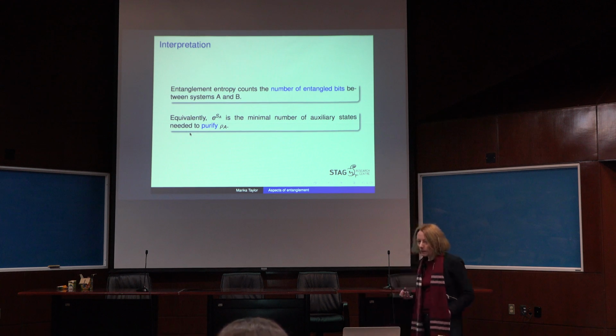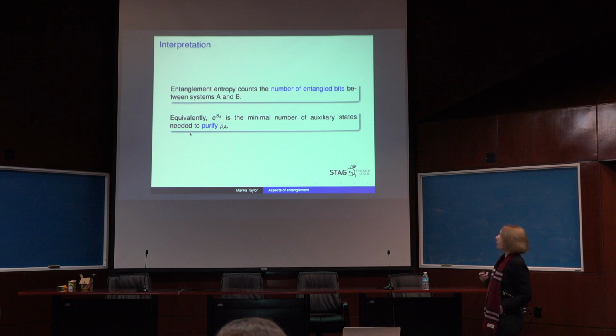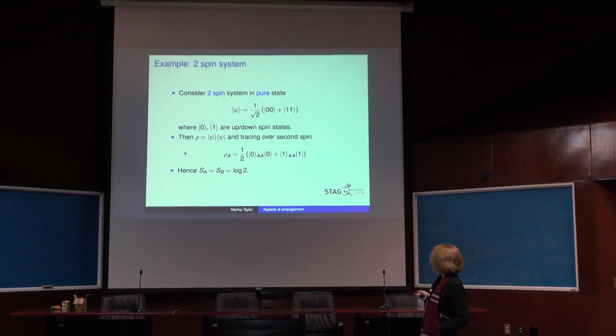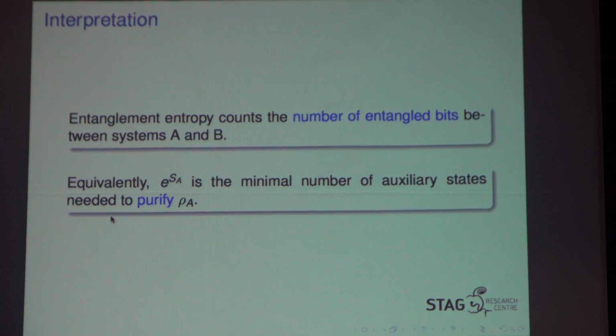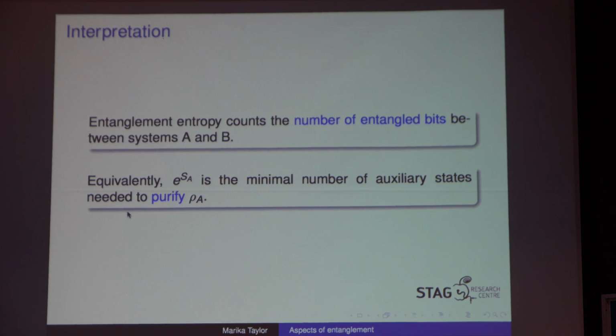The significance of log 2 is in terms of the physical interpretation. The entanglement entropy is essentially counting the number of entangled bits between the two systems, A and B. Another way of saying this is that if you take the entanglement entropy and exponentiate it, that's the minimal number of auxiliary states you need to purify your density matrix. In the case at hand, we exponentiate log 2, we get 2. So the minimal number of auxiliary states that we need to purify rho A is 2, but that's exactly what we started from, right? So we started with that. If one wants to think about the interpretation of entanglement entropy, it's really these two things that I've highlighted here, which is a useful physical way of thinking of the interpretation.